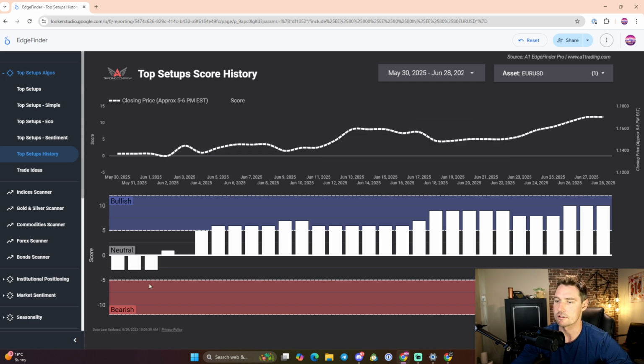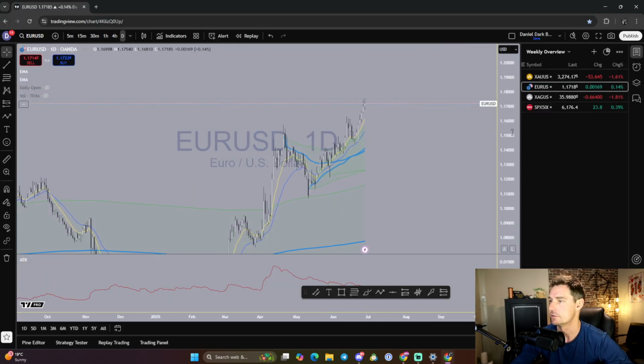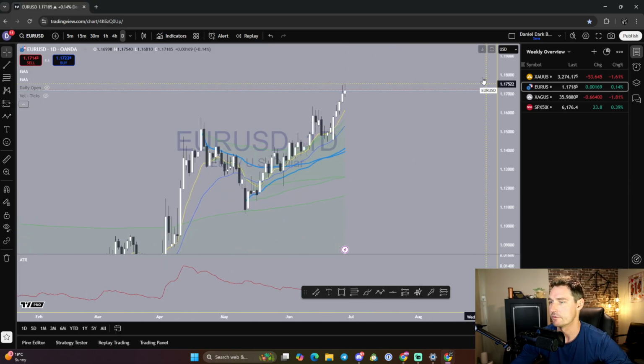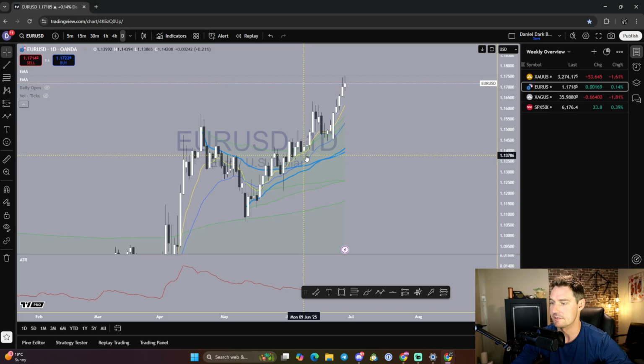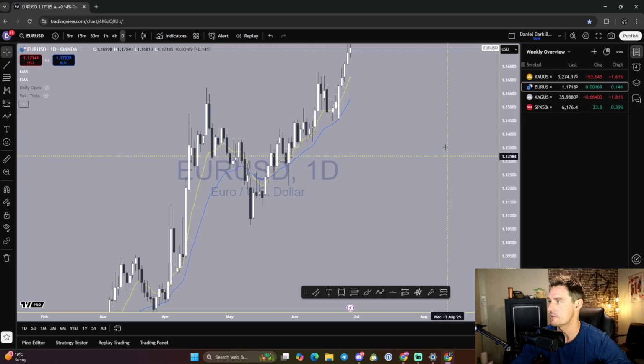So you can see here, we've been slowly gaining strength. At the beginning of the month, we were quite bearish, and we've been gaining momentum ever since. So let's see how that reflects on the price action on the daily candles. Okay, so as you can see, since the beginning of the month, price has just been running up so hard. Okay, so let me just clear these drawings.